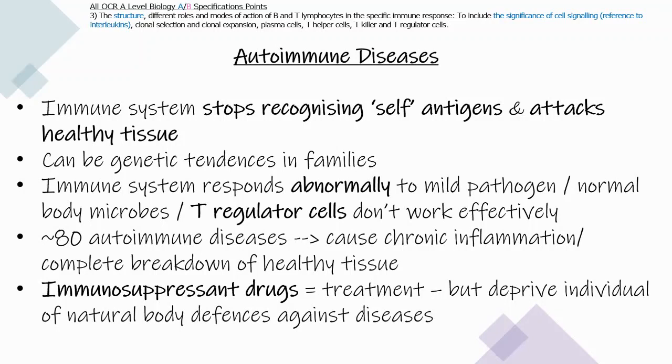So there are approximately 80 identified autoimmune diseases, and these can cause chronic inflammation and also complete breakdown of healthy tissue. One of the ways to treat autoimmune diseases is by immunosuppressant drugs, but the issue with these is that they can deprive the individual of natural body defenses against disease, so they're more susceptible to infection.